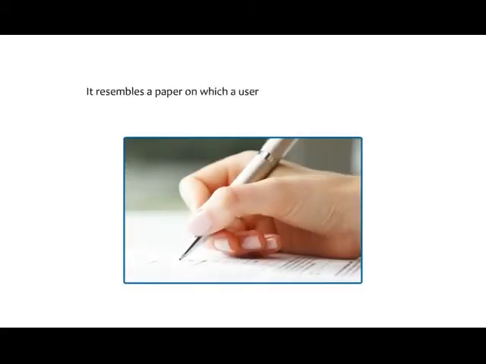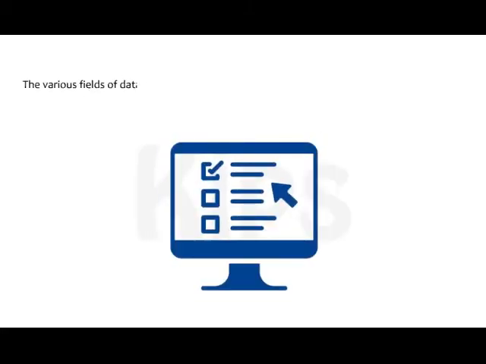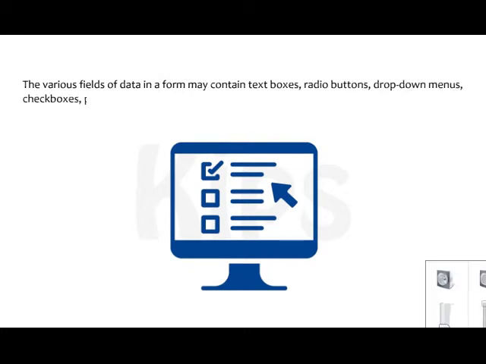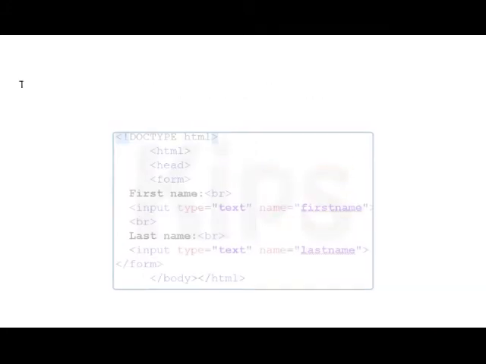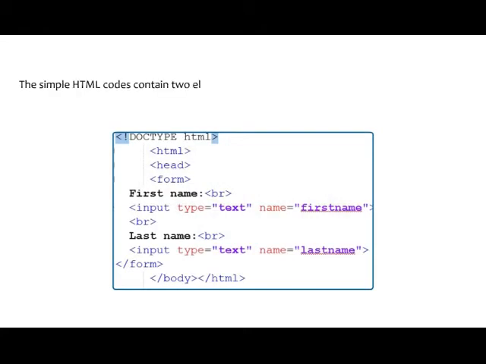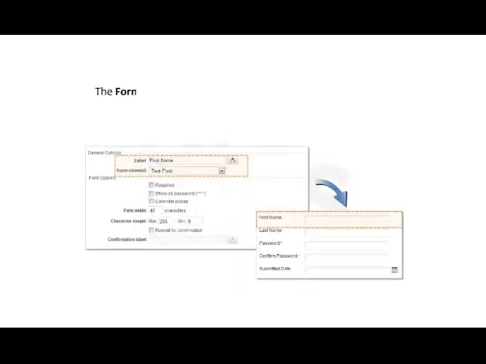A form is a collection of fields of information on a page. It resembles a paper on which a user fills the required information. The various fields of data in a form may contain text boxes, radio buttons, drop-down menus, checkboxes, password boxes and other elements. These elements are called form controls. The simple HTML codes contain two elements, the form element and an input element nested within the form element.